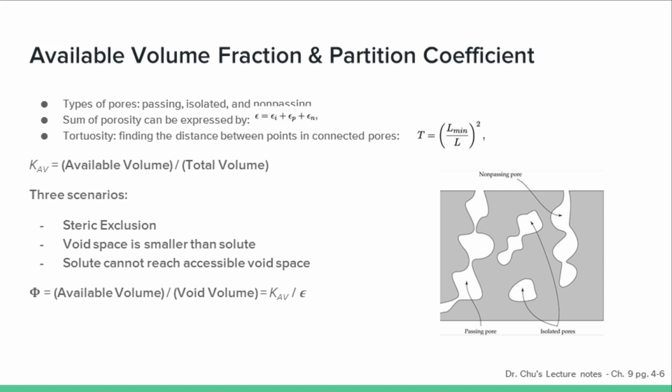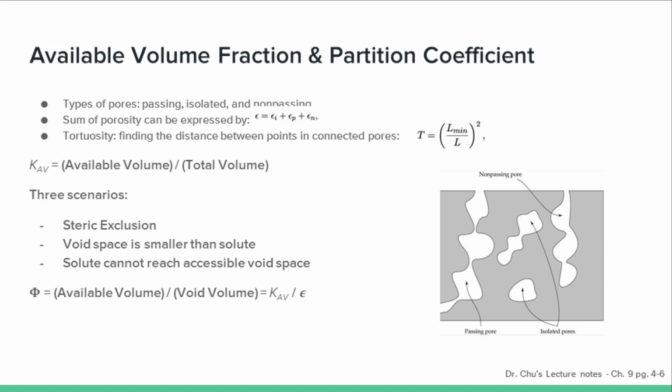Also, there can be a sum of porosity with these 3 different cases being added up in general. Also, we have the available volume fraction, and this is expressed by KAV is equal to the available volume over the total volume. Within that, there is also the tortuosity, which is finding the distance between points in connected pores, and this is equal to T equals L min over L, the shortest distance between the 2 locations. Also, T is always greater than or equal to unity.